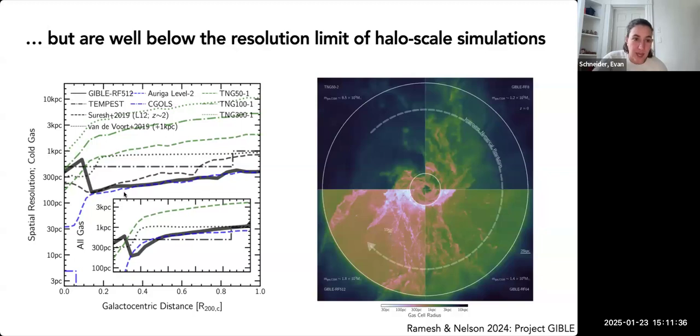But what I actually want to point out is this plot on the left, where they're showing their spatial resolution in cool gas as a function of galactic distance, for their fiducial Gibble simulation in black. So still hundreds of parsecs, right?